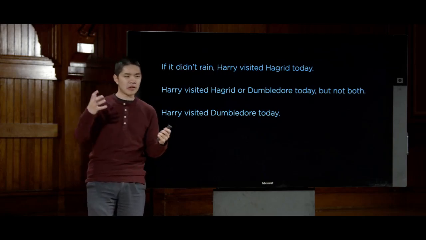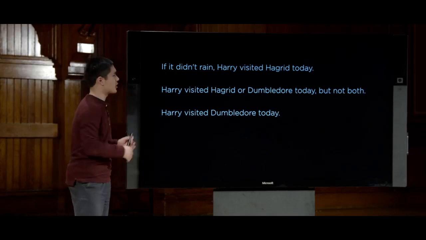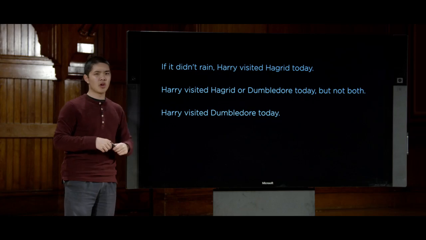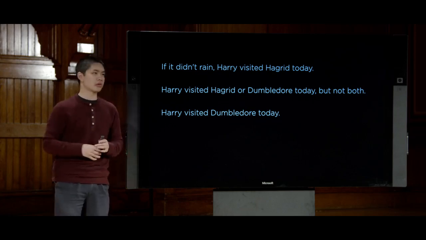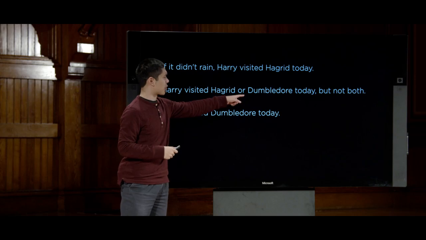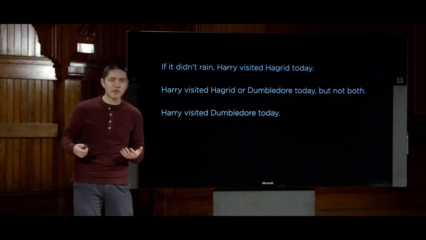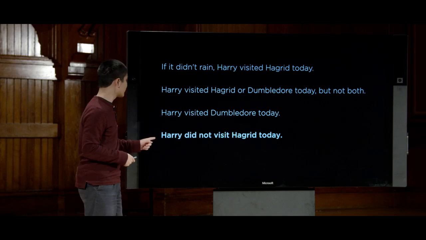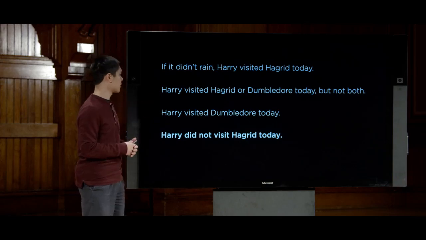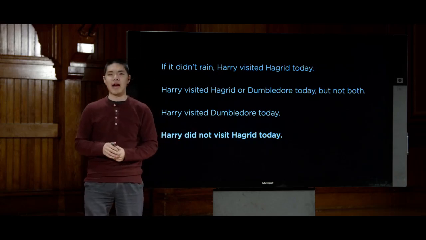So we now have three pieces of information, three facts inside of a knowledge base, so to speak, information that we know. And now we as humans can try and reason about this and figure out, based on this information, what additional information can we begin to conclude. And well, looking at these last two statements, Harry either visited Hagrid or Dumbledore, but not both, and we know that Harry visited Dumbledore today, well, then it's pretty reasonable that we could draw the conclusion that Harry must not have visited Hagrid today. Because based on a combination of these two statements, we can draw this inference, so to speak, a conclusion that Harry did not visit Hagrid today.